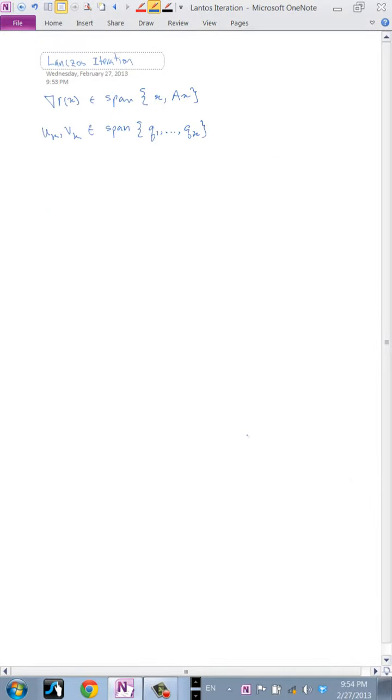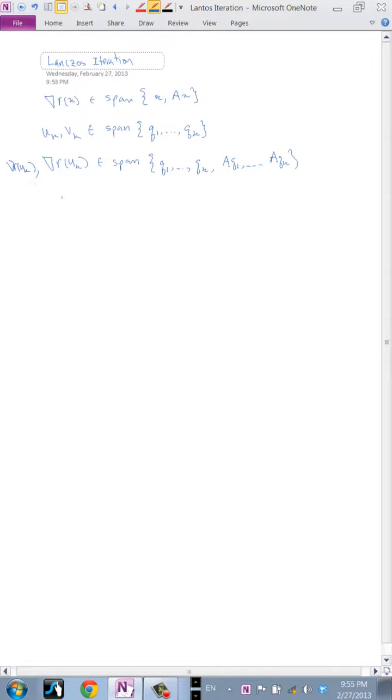So let's survey what we've just discovered. We found that u_k and v_k are both in the span of q_1 to q_k. That's by definition. And we know that the gradient of R at any point x is in the span of x and Ax. That means that the gradient of R at u_k is in the span of q_1 to q_k and A q_1 all the way up to A q_k, and so is the gradient of R at v_k.